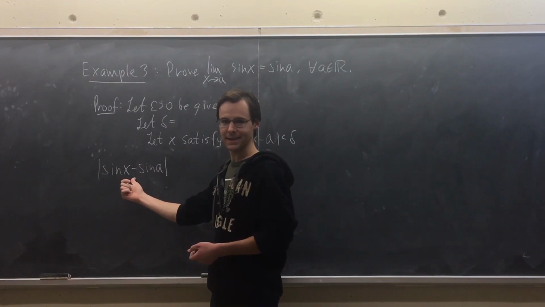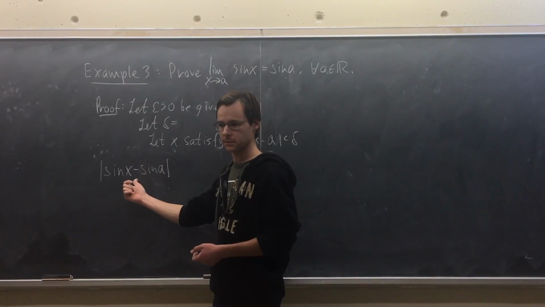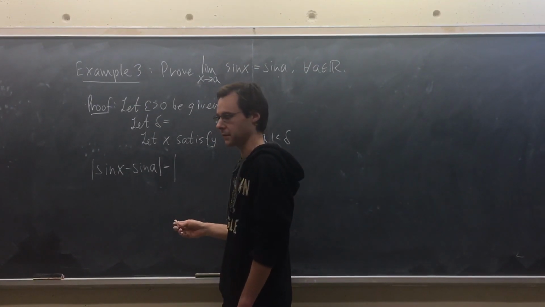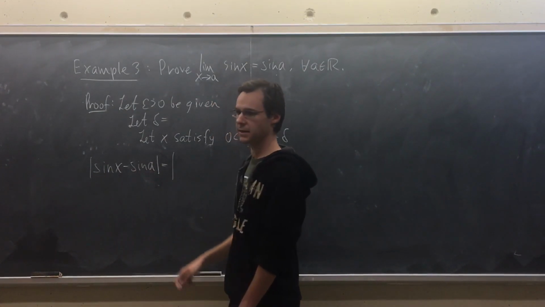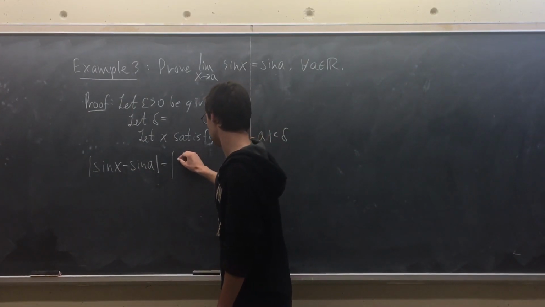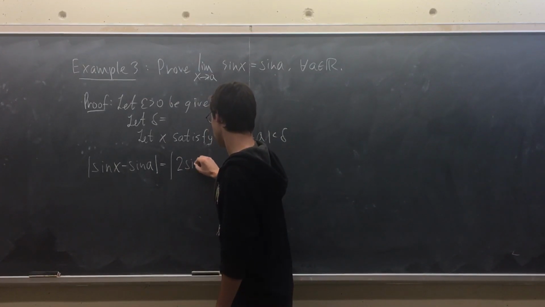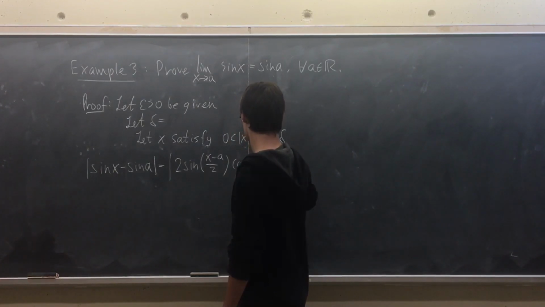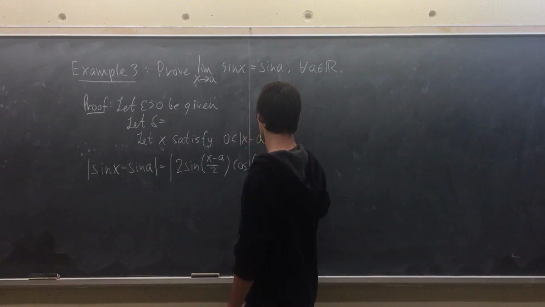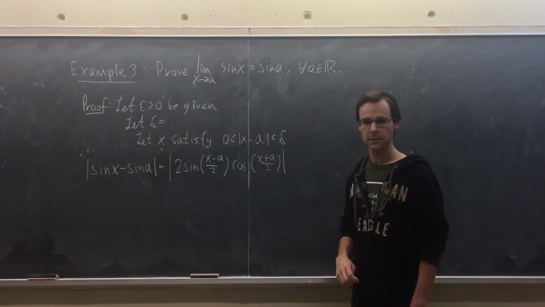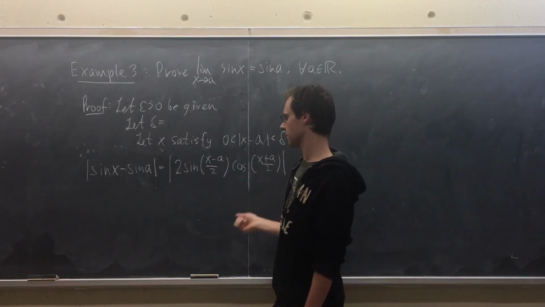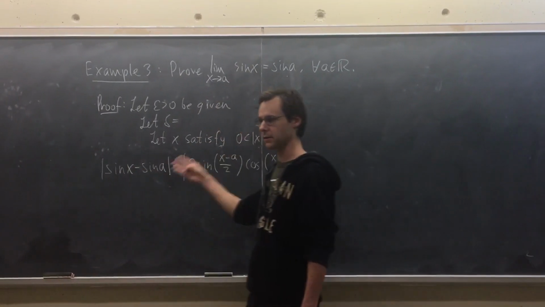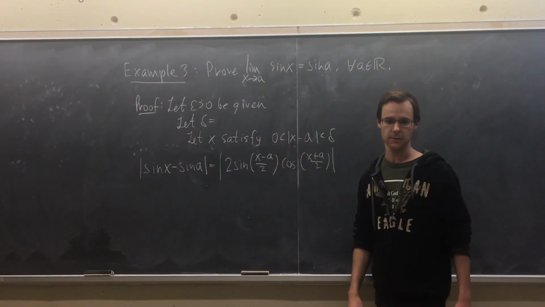We actually have an identity for a difference of two sines. If you remember, or you can just look this up if you've never seen it: sin x minus sin a is equal to the following beast: 2 sin((x minus a) over 2) cos((x plus a) over 2). This is just one of the trig identities. Just like there's an expansion formula for sine, there's also a way to write a difference of sines in terms of a product of other trig functions.